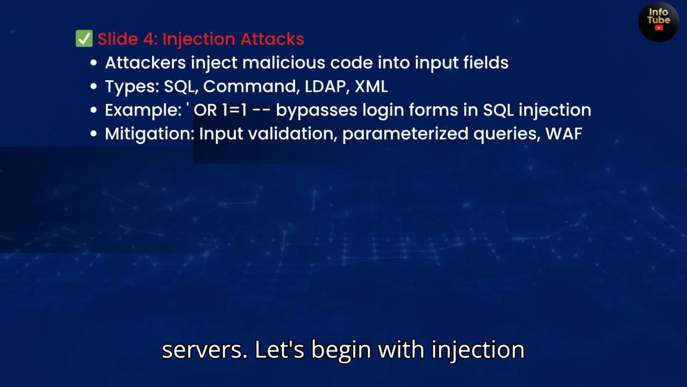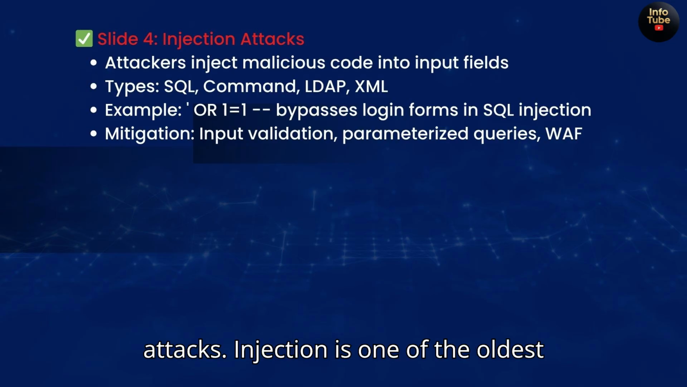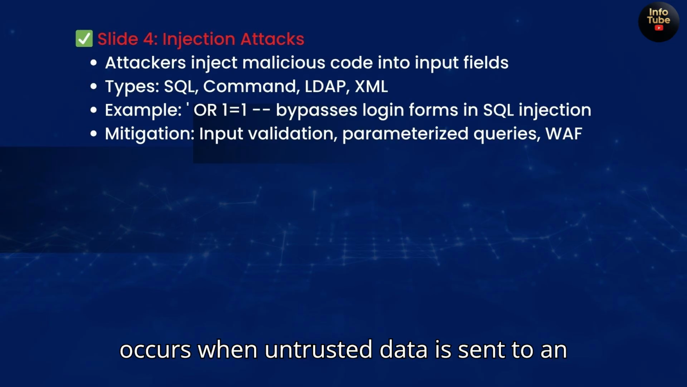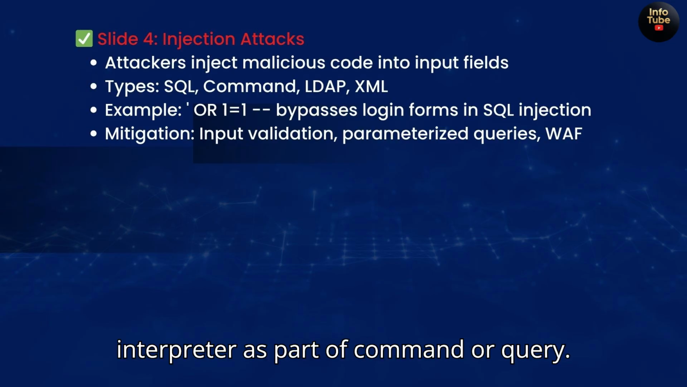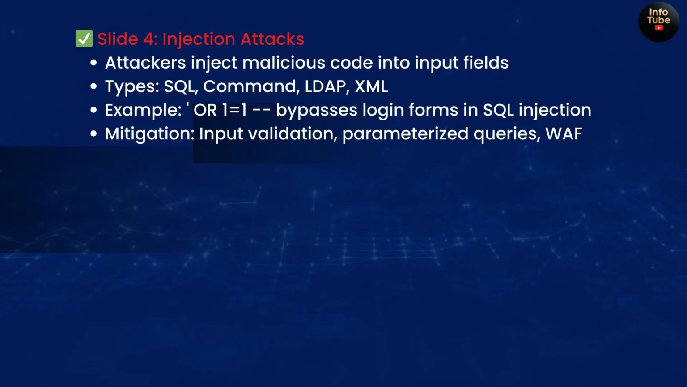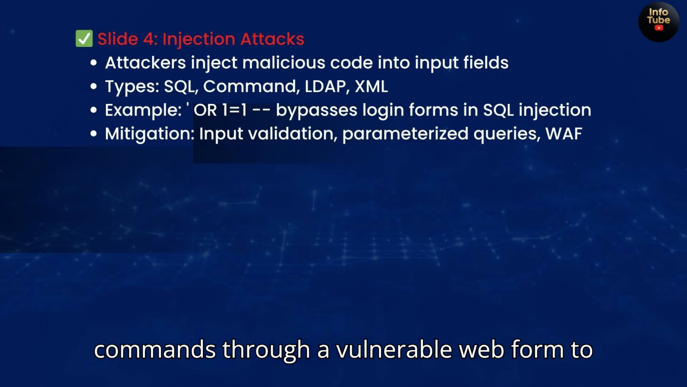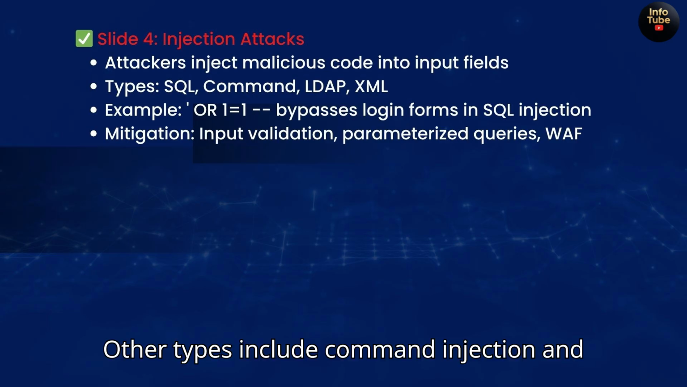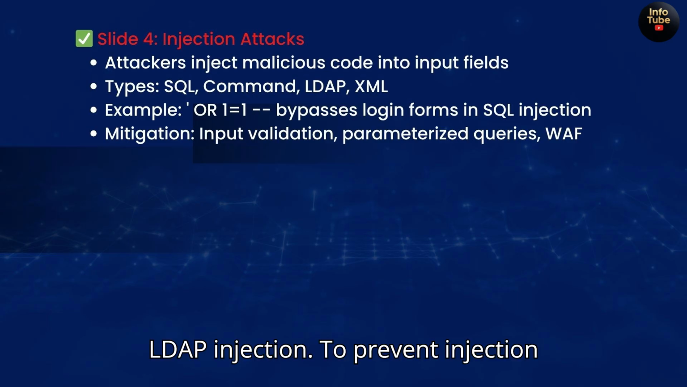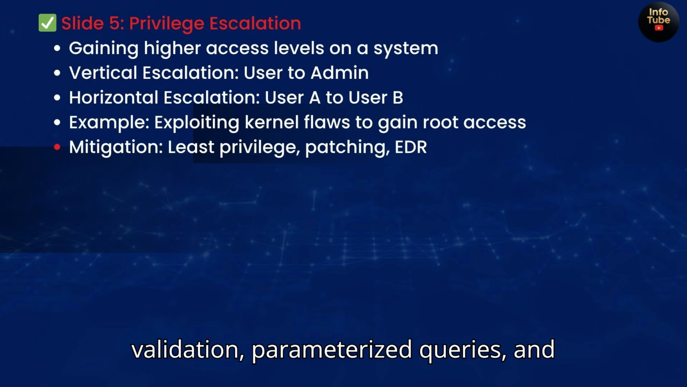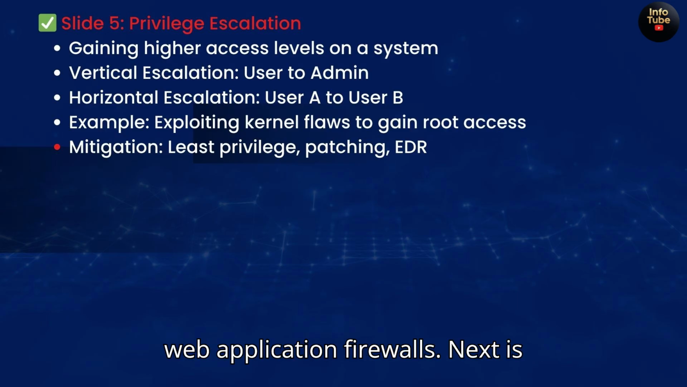Let's begin with injection attacks. Injection is one of the oldest and most dangerous types of attacks. It occurs when untrusted data is sent to an interpreter as part of a command or query. The most common example is SQL injection, where an attacker sends malicious SQL commands through a vulnerable web form to read or modify data in a database. Other types include command injection and LDAP injection. To prevent injection attacks, developers should use input validation, parameterized queries, and web application firewalls.